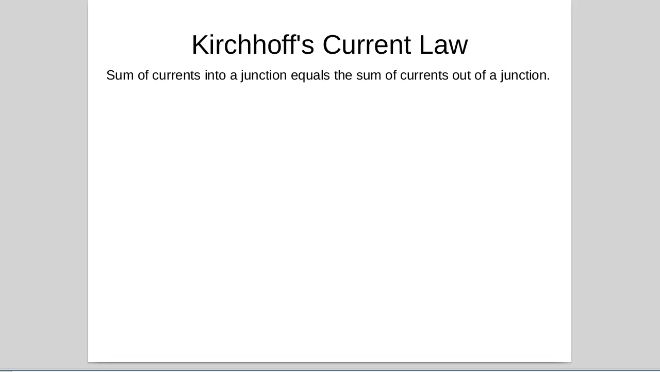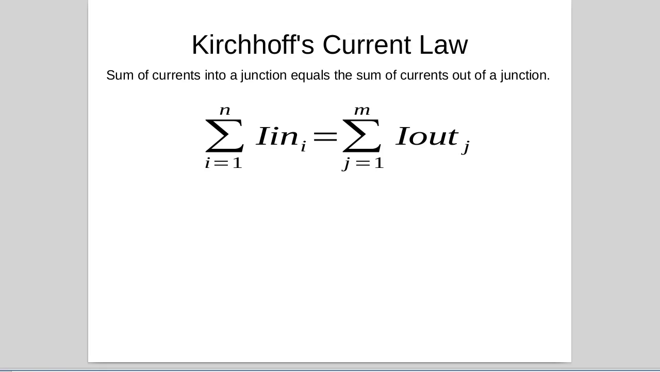This is Kirchhoff's current law, or KCL. The current law states that the sum of the currents into a junction equals the sum of the currents out of the junction. We could put that mathematically like this. Sum of the currents in equals sum of the currents out.